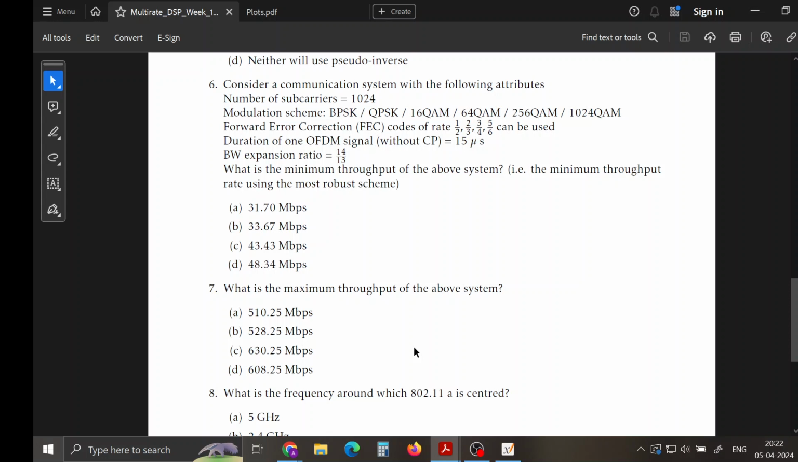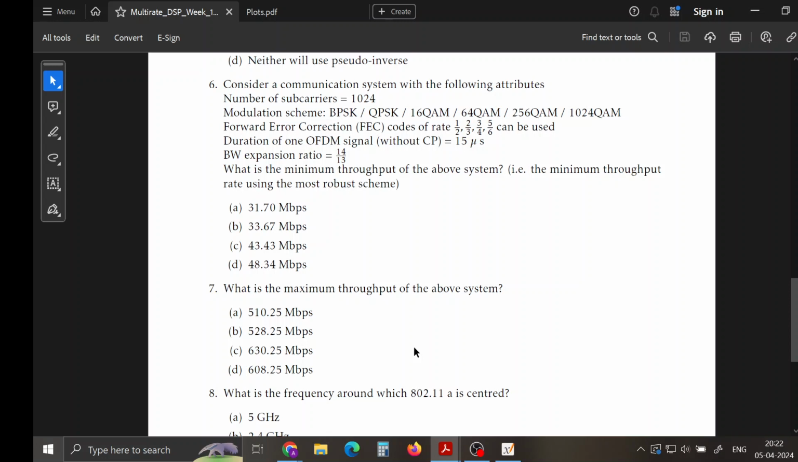You want more data. So if you go for higher constellation size, they will have more symbols, which will carry more data. For example, 1024 QAM has 1024 symbols, and each symbol will carry log base 2 of 1024, which is 10 bits, correct? So that's the choice there, because you will have more bits per second throughput in that case.